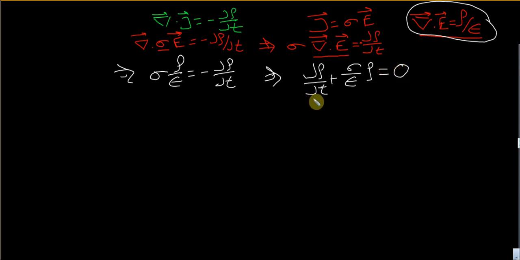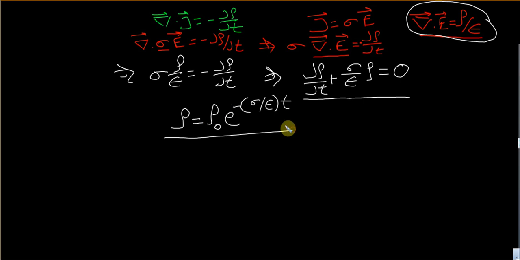So this is a simple equation, and the solution of this equation will be the value of rho. So the value of rho will be rho naught e raised to the power minus sigma by epsilon t. This is the solution of this particular equation, because this equation will give you the value of rho. So the value of rho is equal to rho naught e to the power minus sigma by epsilon t.